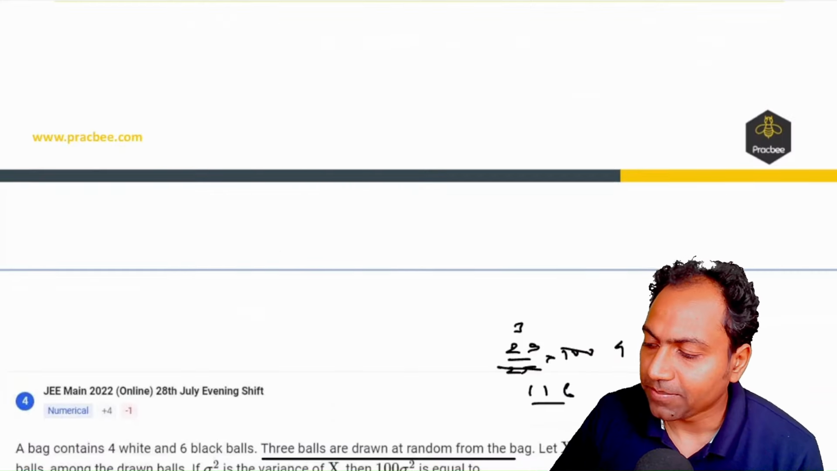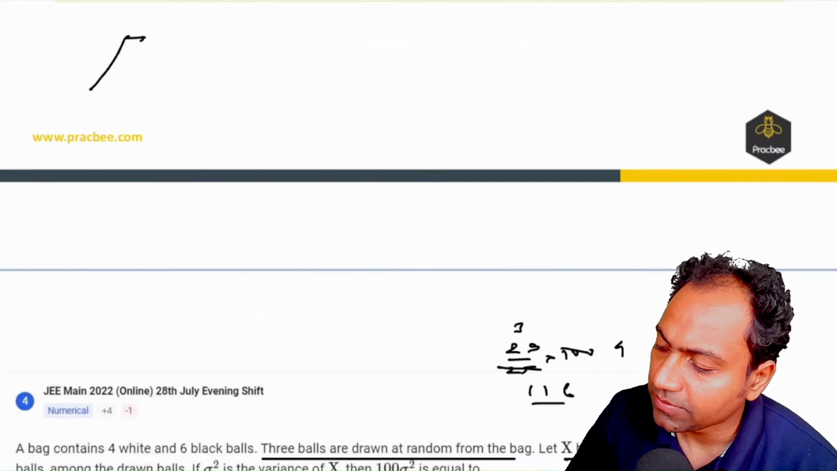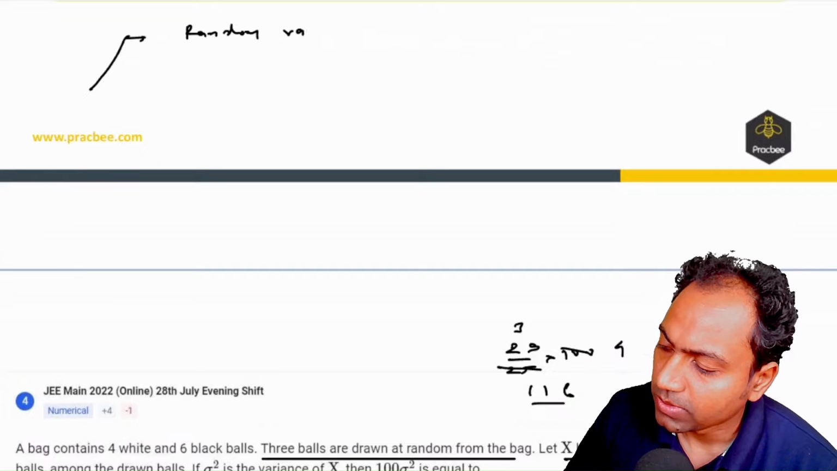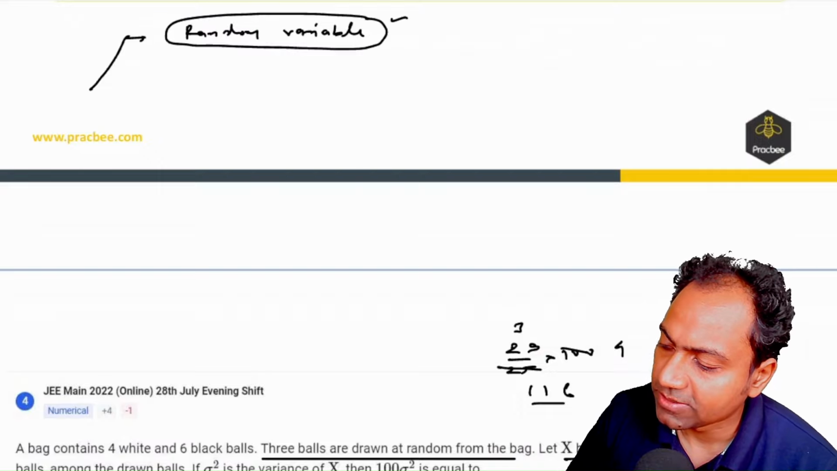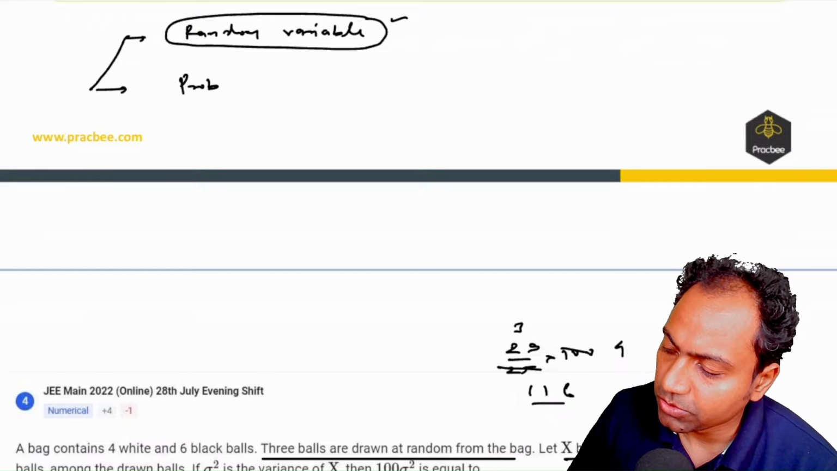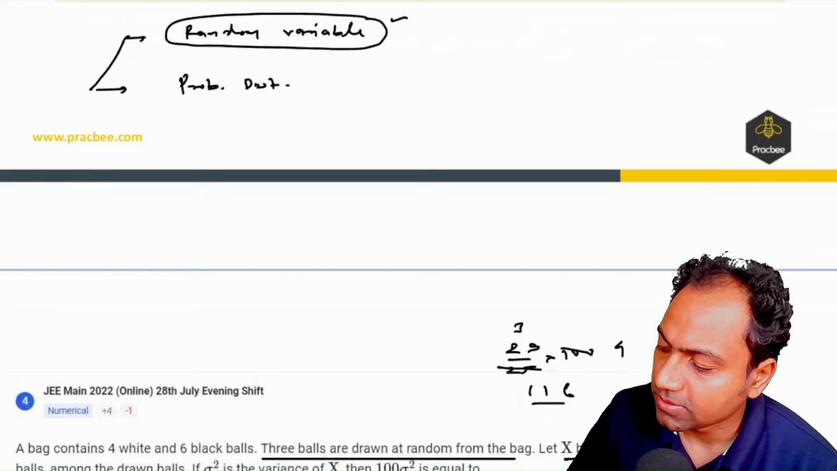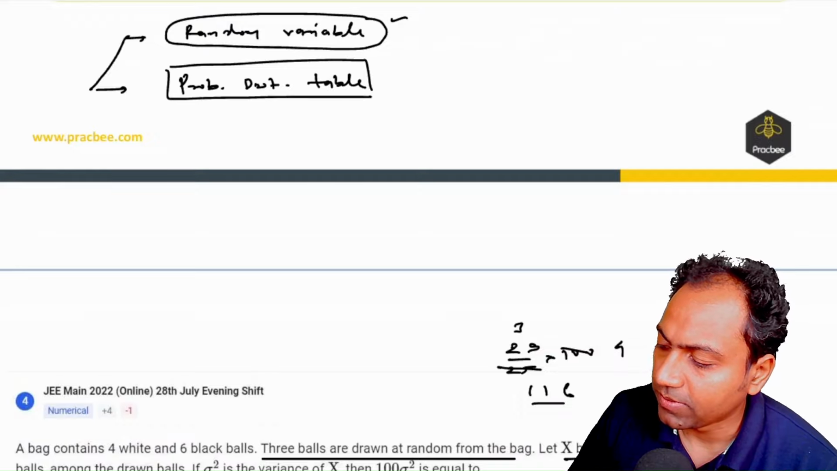So now if I recap, there are 3 or 4 important ideas. The first is random variable. Any variable that is linked to the sample space, that variable is known as random variable. This is the first idea. What we will do is we will use probability distribution table in order to study this. Once we have got that table, using that table, we can find 2 more things.